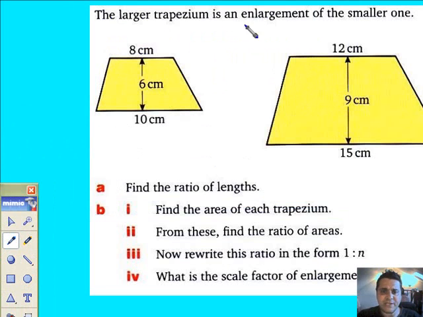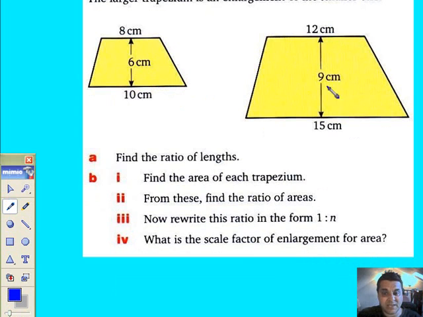The larger trapezium is an enlargement of the smaller one. In other words, 8 directly relates to the 12, the 10 directly to the 15, and the height of 6 directly to the 9. 6 to 9, I can see it's an enlargement of 1.5 times. 1.5 times 10 is 15, 1.5 times 8 is 12.